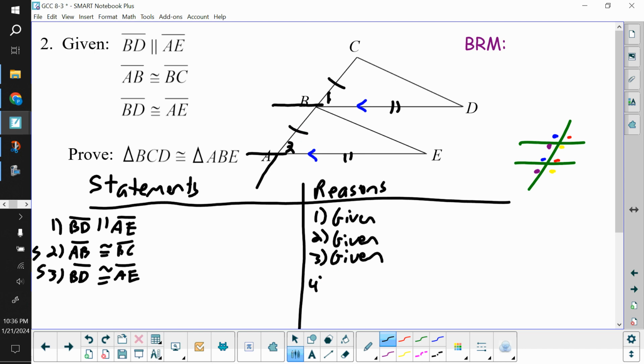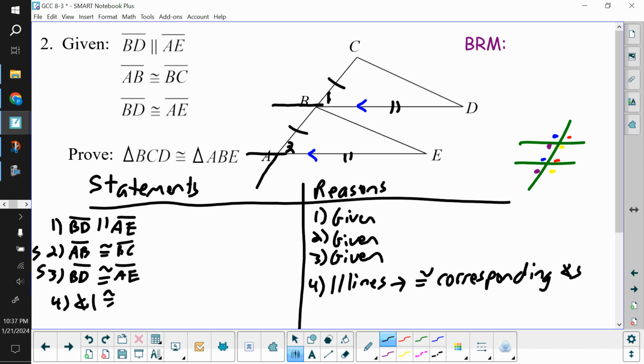In our next step, we're going to do parallel lines implies congruent corresponding angles. And our statement is we'll just have angle 1 congruent to angle 2. I'll put an arc on each of those, and that gives us an A.